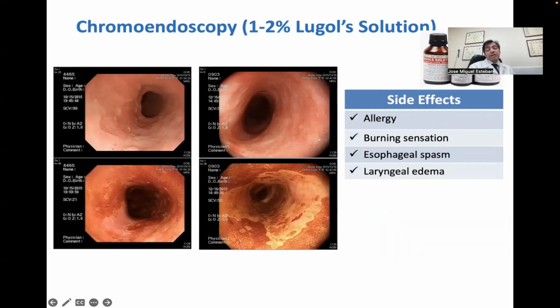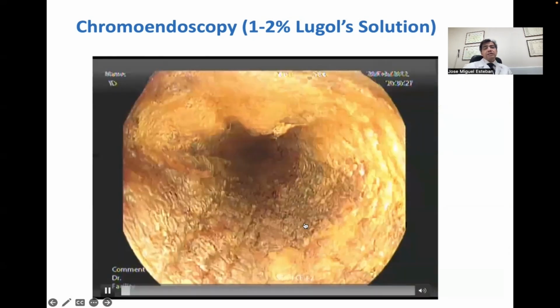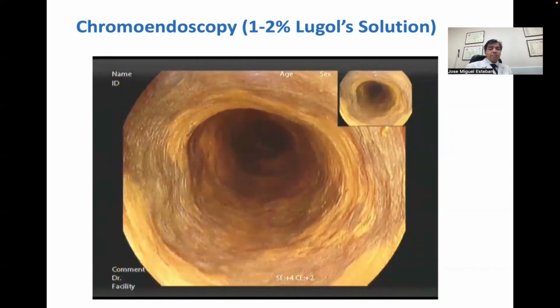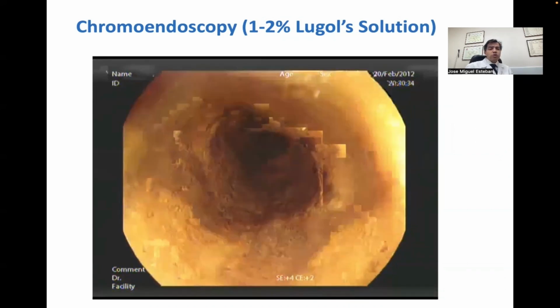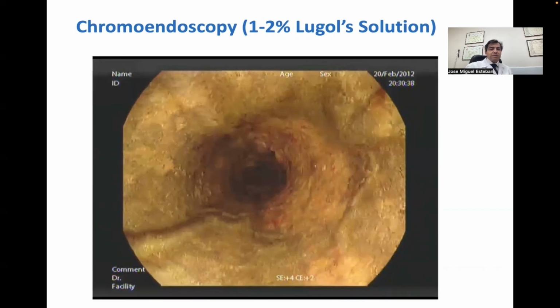There are some side effects like allergy, burning sensation, and esophageal spasm. The caliber of the esophagus becomes thinner after applying Lugol in some cases, and it can also cause some laryngeal edema. There is an antidote for this. This is an old video taken in my unit where you can identify all the suspicious areas of dysplasia where you have to take biopsies.